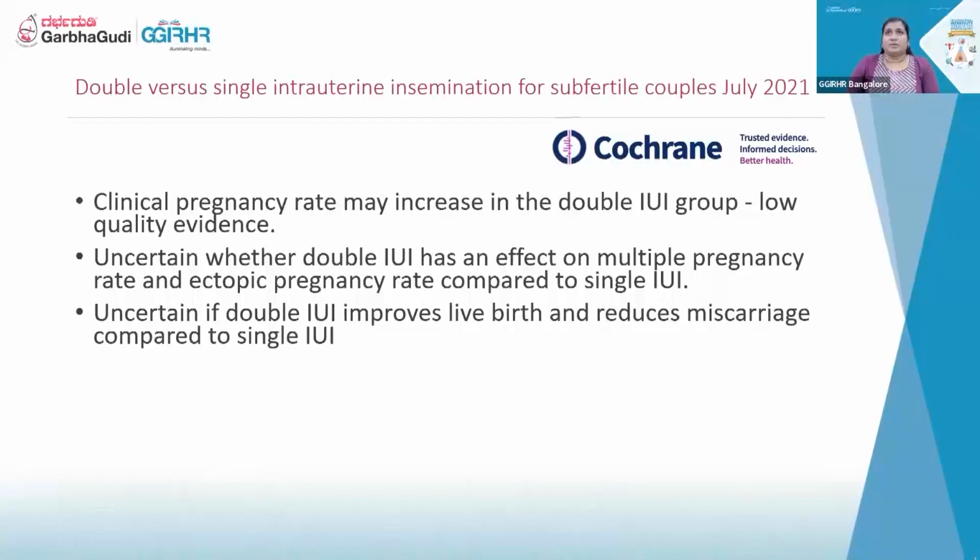Double versus single IUI for subfertile couples. This is a study Cochrane published in July 2021. Clinical pregnancy rate may increase in the double IUI group, but there was low quality evidence. It is uncertain. We don't have enough evidence to say double IUI is better and single IUI is inferior.